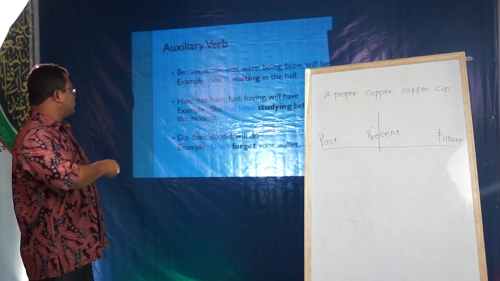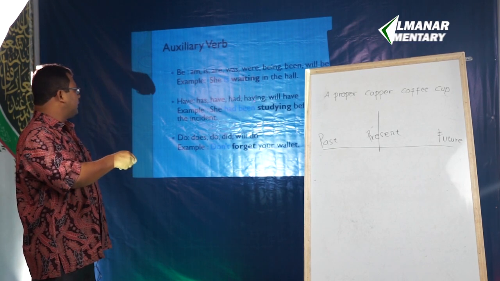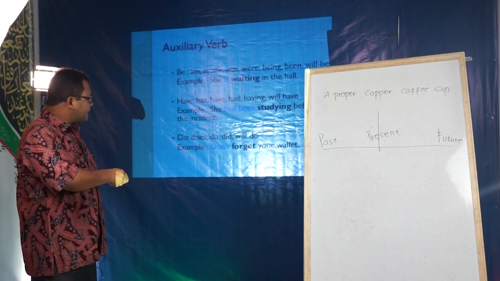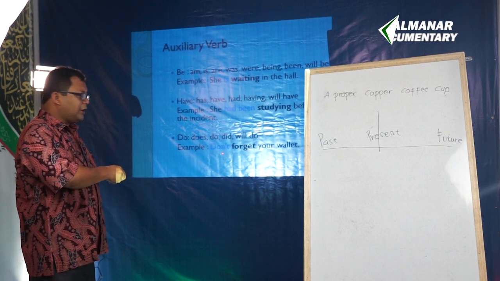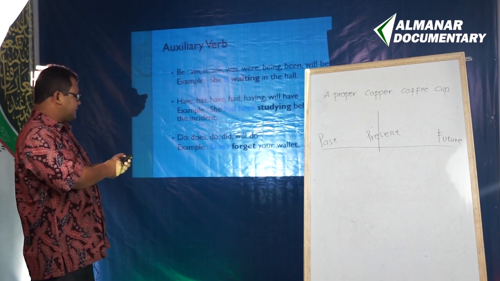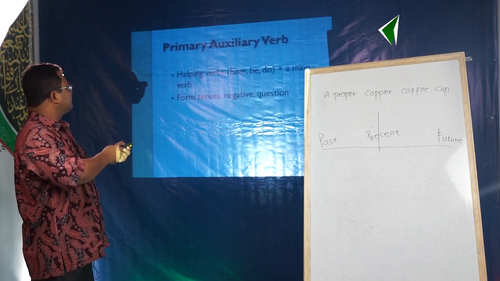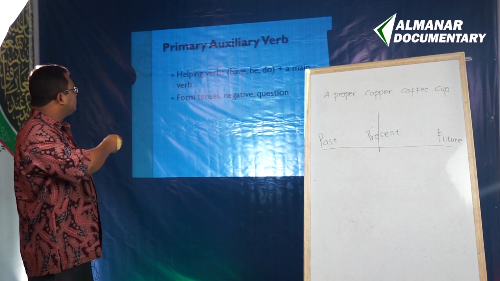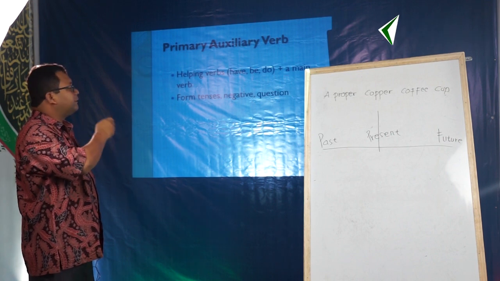Okay, and do. Does, do, did, will do. Example: don't forget your wallet. And forget is the main verb. Don't look at the explanation before. Do is part of the auxiliary verb.